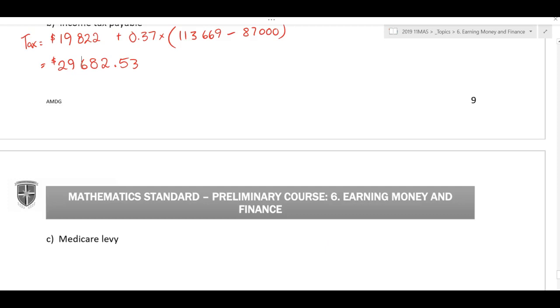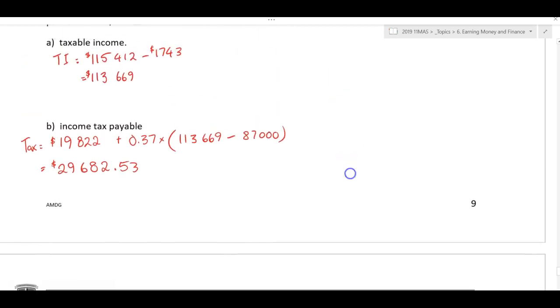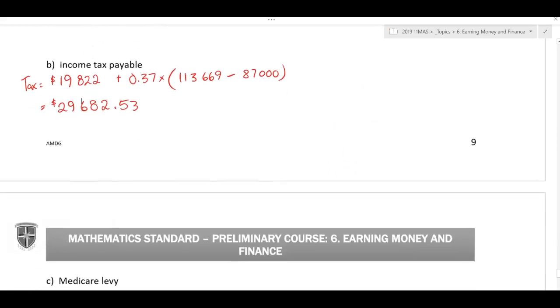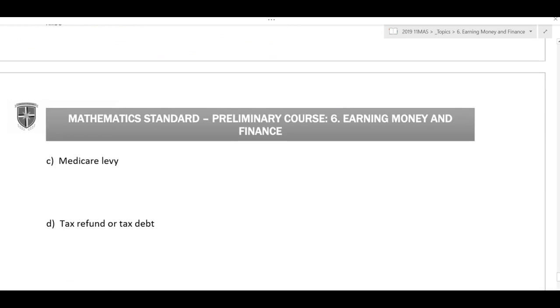We also need to work out the Medicare levy. And remember, the Medicare levy is just 2%, as by the information already provided in the notes, 2% of her taxable income. That's the 113,669. So 0.02 times 113,669.